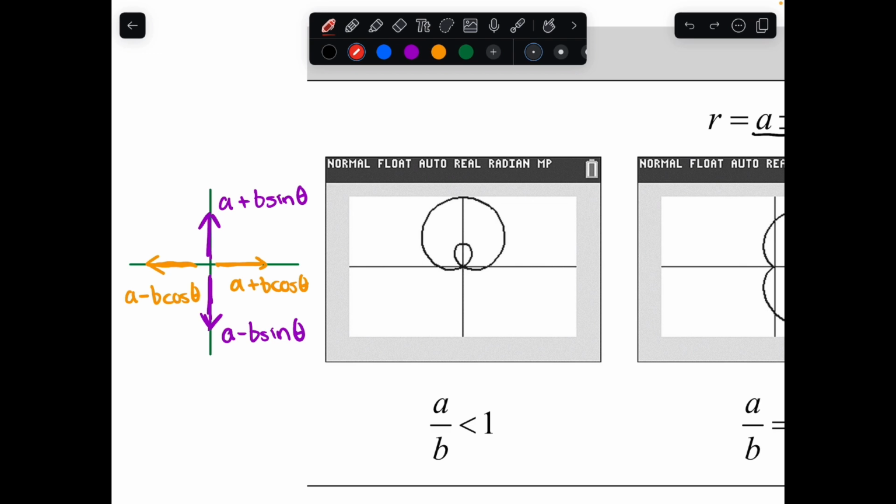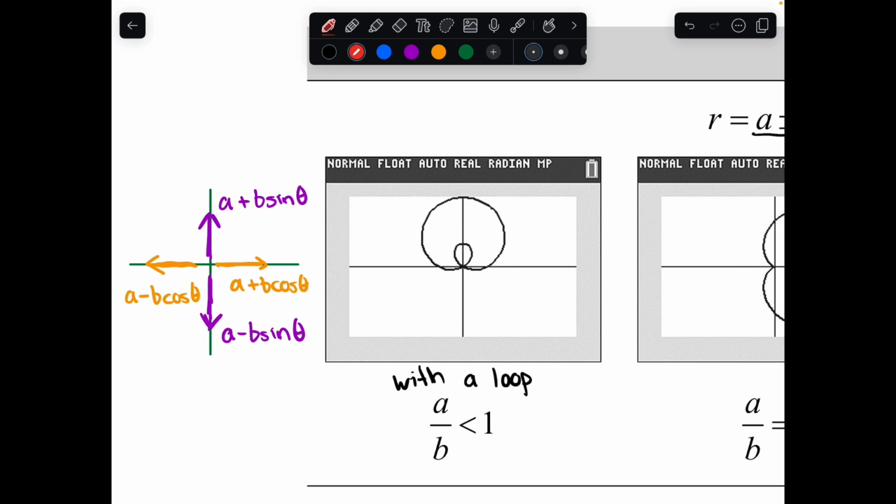The 4 kinds of Limacons that we're going to be talking about all differ because of the ratio of the coefficients A and B. So, if A divided by B is less than 1, we're going to get this Limacon right here. The identifying part about it is that it has this little loop in the center. And so we would call this a Limacon with a loop.